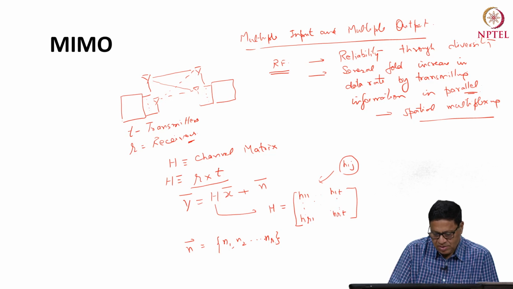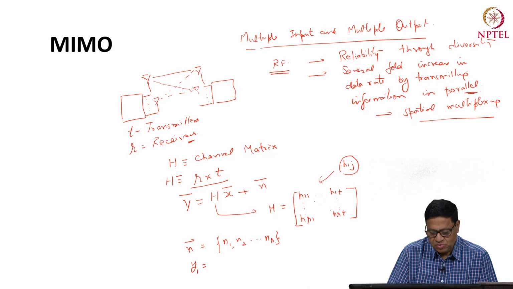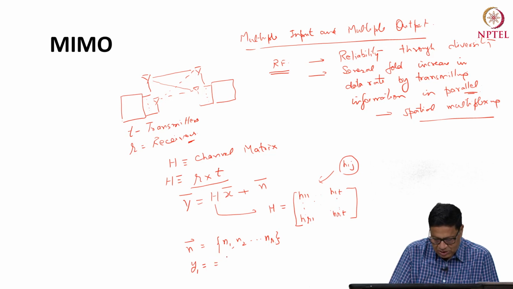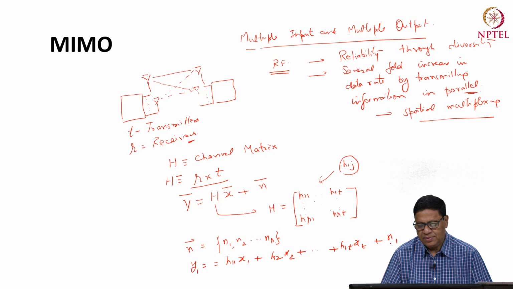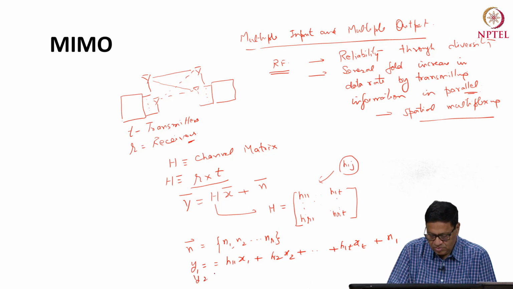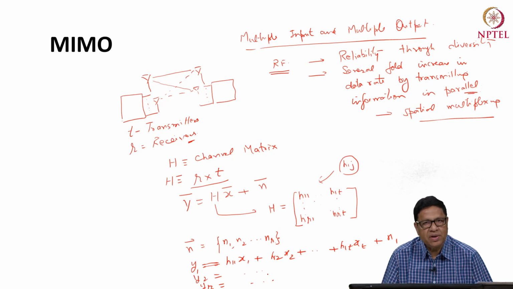So if you see the output, which is a vector, there will be R outputs, Y1 to Y2 to YR. So Y1 will be H11 X1 plus H12 X2 plus up to H1T XT plus N1. And similarly, you have Y2 and you can have YR. In a similar fashion, you can write YR.